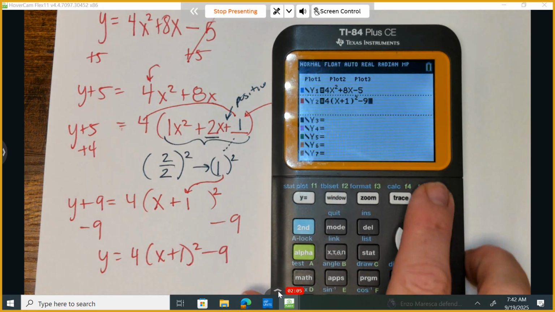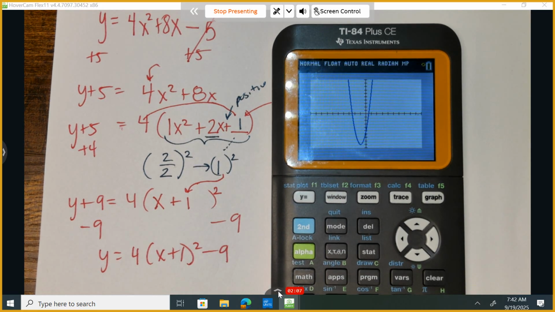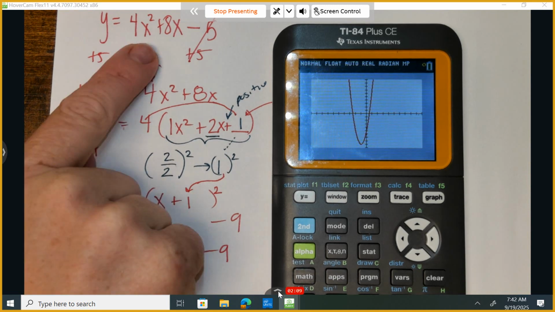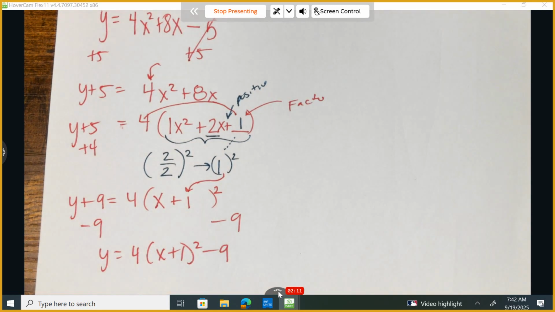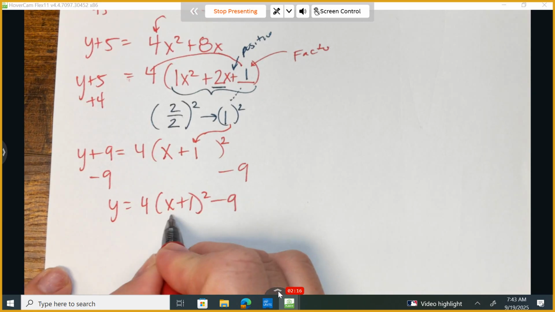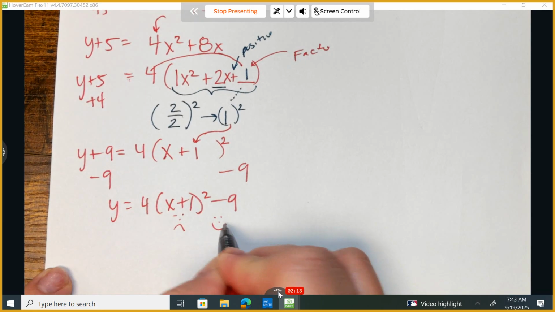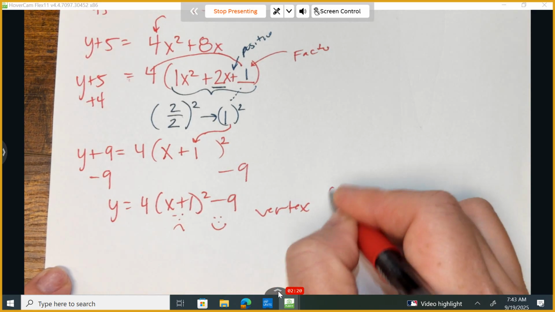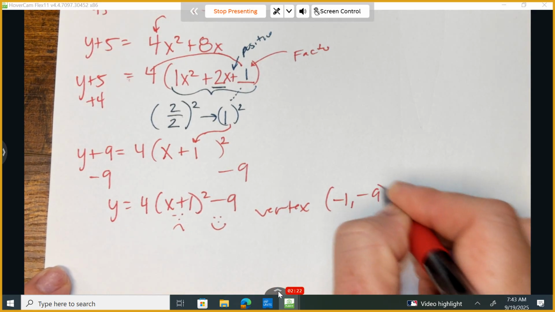So one's in blue, one's in red. When we graph this, there's our first function that we graphed in blue, and then red, they're exactly the same. So this is in vertex form. Now we can easily identify the vertex. It's going to lie to us, and it's going to tell the truth. So the vertex for this equation will occur at -1 and -9.